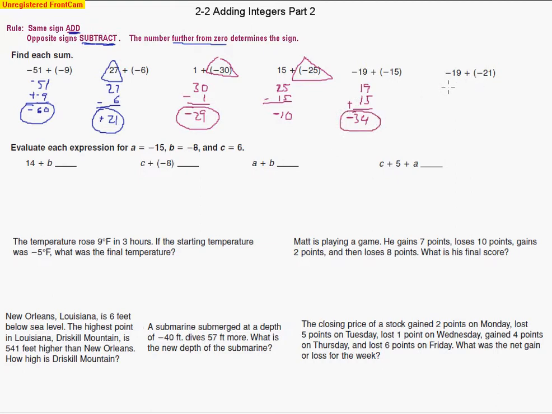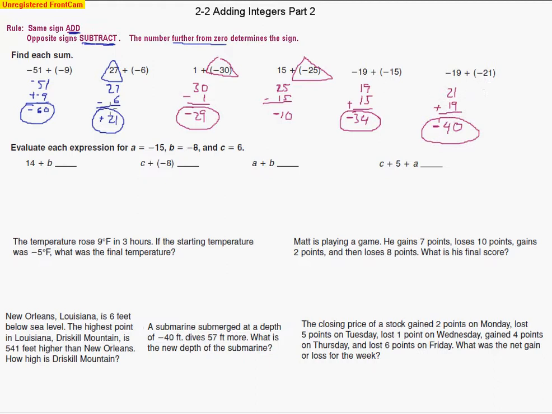And you see the same concept with this next one. So again, they're the same sign. Both are negative, so we're adding those two numbers together, going further in the negative direction. And so I maintain that sign, and the answer is negative 40.